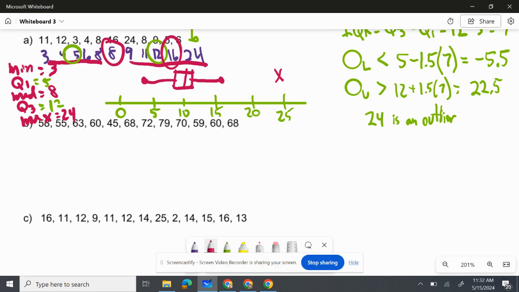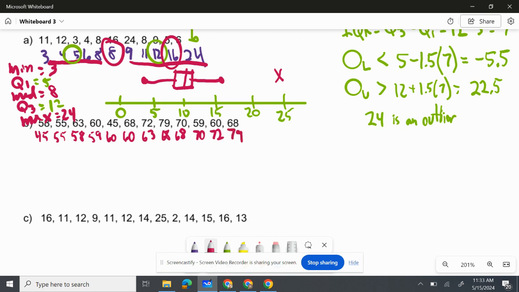With the next one, we're going to do the same thing. The first thing we want to do is put the numbers in order. So I have 45, 55, 58, 59, 60, 60, 63, 68, 68, 70, 72, and 79.